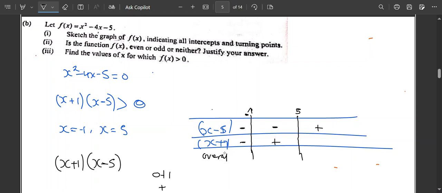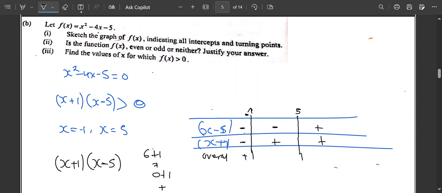Then what about this side? Let me put a number that is greater than 5, the same 6. Then that will be 6 plus 1, that will be 7, right? It's giving positive. Okay, so now we are multiplying, right? We multiply now, and this time that will give positive.